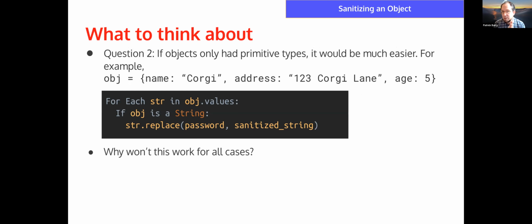But now that we think about how to go through all the things in the object that we want to sanitize, it would be relatively simple if we only had to deal with integers, strings, and other primitive types, because then we could do just this loop going through the object values. Does anyone want to say why this does not work for our particular problem though?